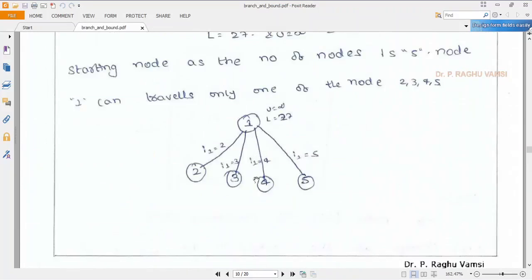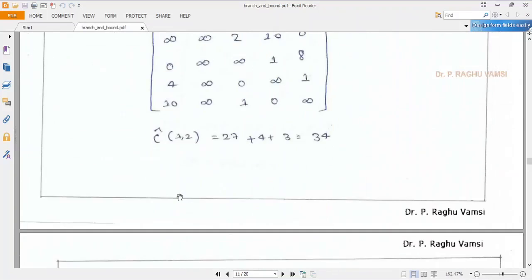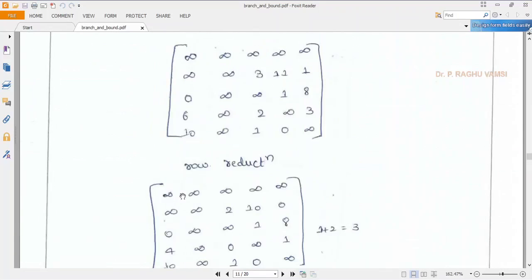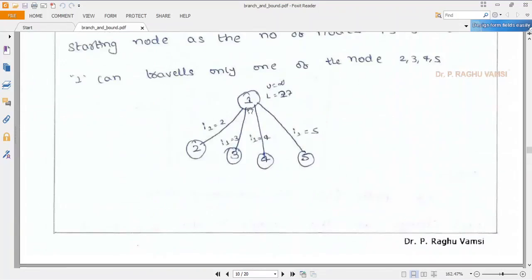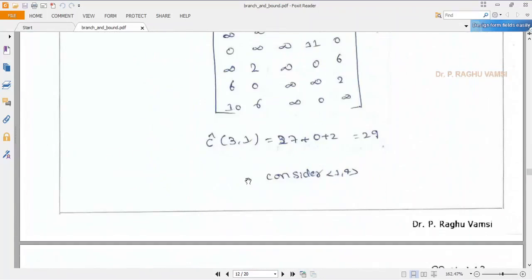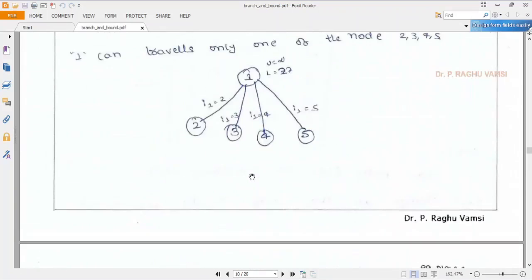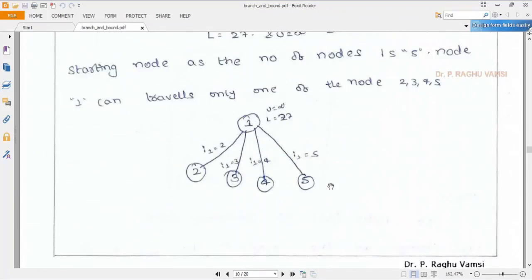Now one branch is over. Now we'll move to another branch. So 1 to 2, the cost we have got is 34. If we traverse from 1 to 3, the cost we got is 29. Now we'll go for 1 to 4, that is another branch. Next 1 to 5. The same way we calculated 1 to 2 and 1 to 3, we'll calculate 1 to 4 and 1 to 5 also.